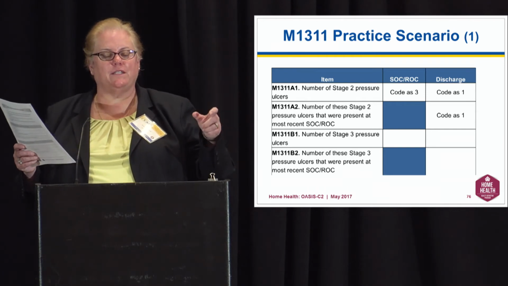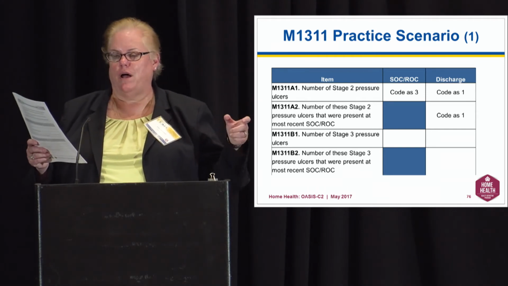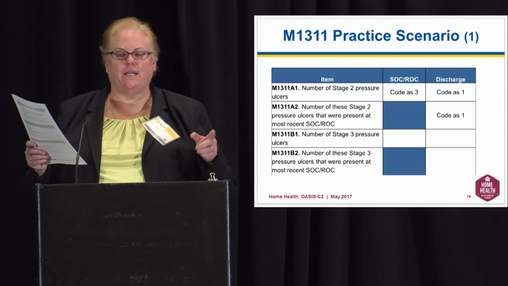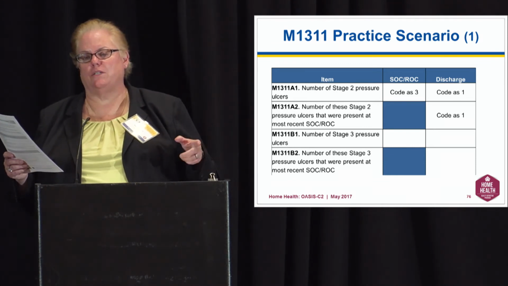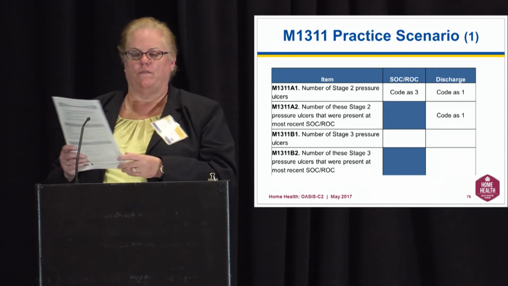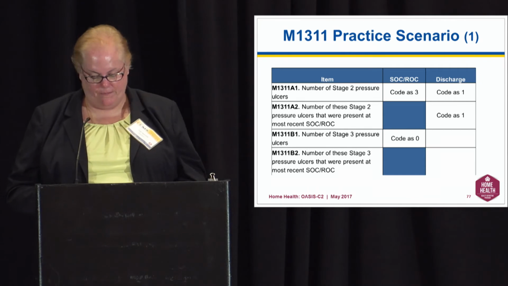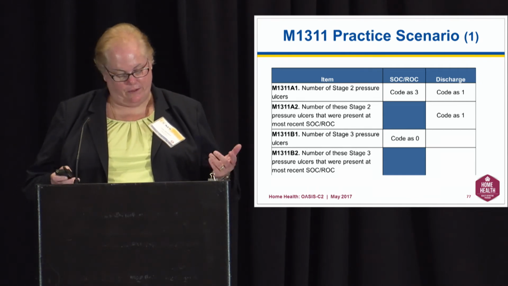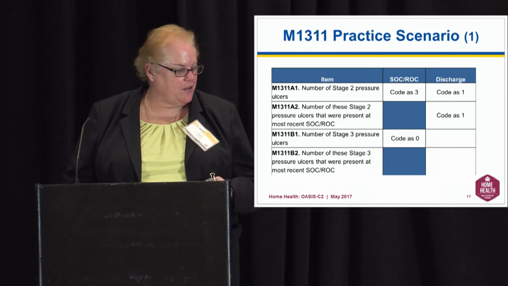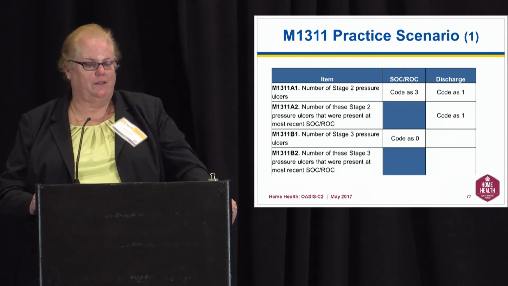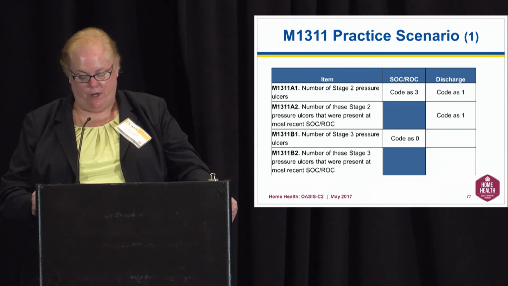So it's saying that that stage 2 pressure ulcer was there upon the admission, all right? And now it's asking how many of those were present upon discharge. And we're saying 1 of those. So that 1 ulcer. Okay. Oops, I gave you the answer to the next one, sorry. Number of stage 3 pressure ulcers that were present on the SOC/ROC: 0. Okay, I gave you that one.